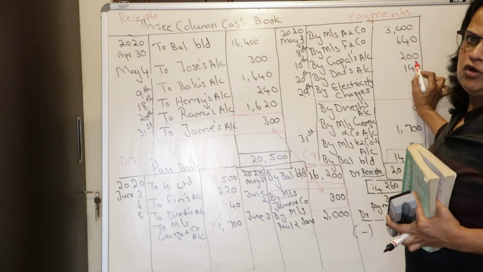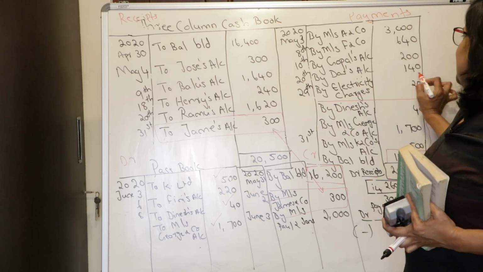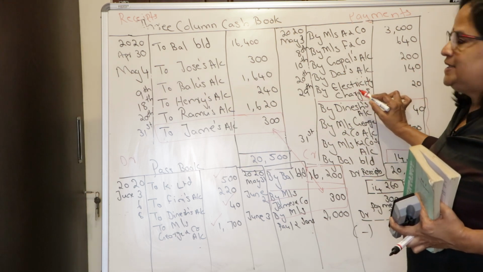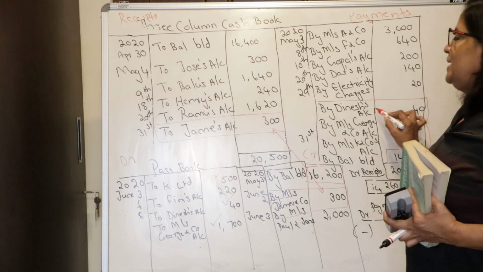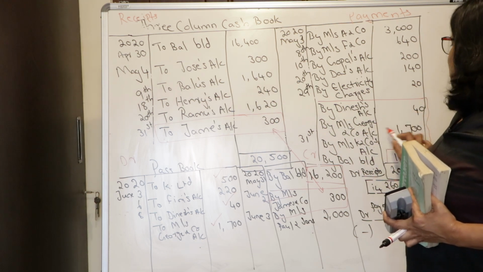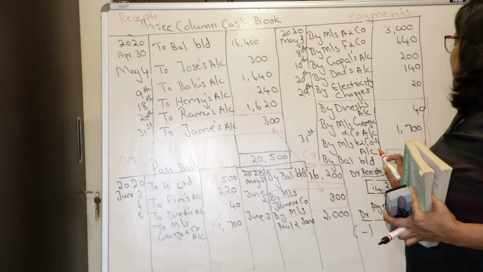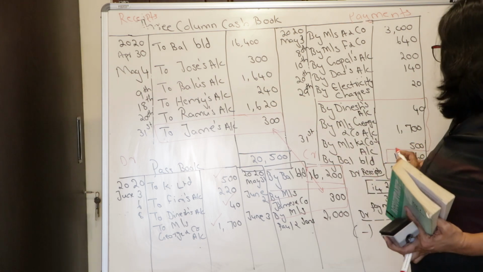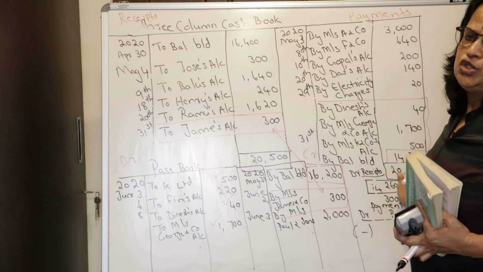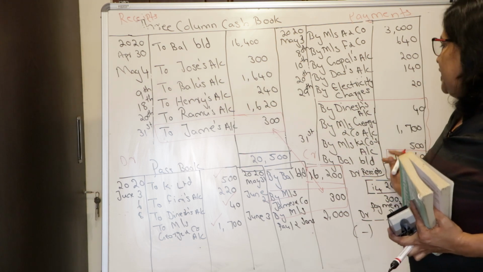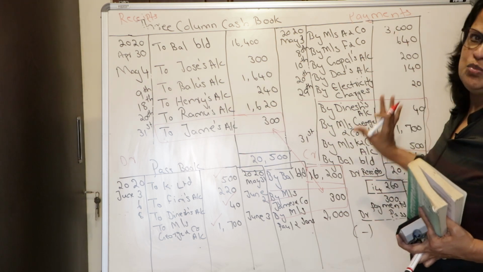By Gopal's account 200. By Das account 140, by electricity charges 20, by Dinesh account 40, by Mrs. George and Company account 1,700, by Mrs. K and Company account 500, and by balance brought down 14,260. 14,260 is the cash book balance.